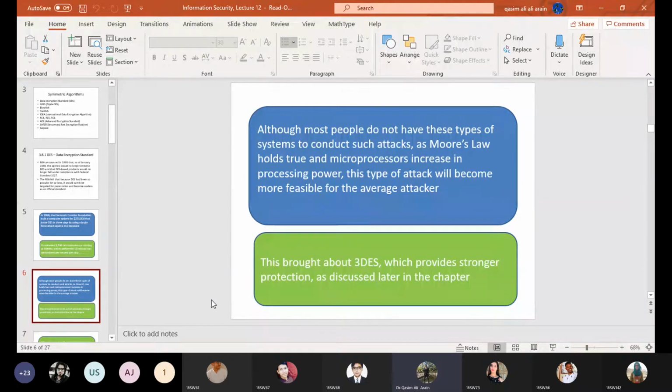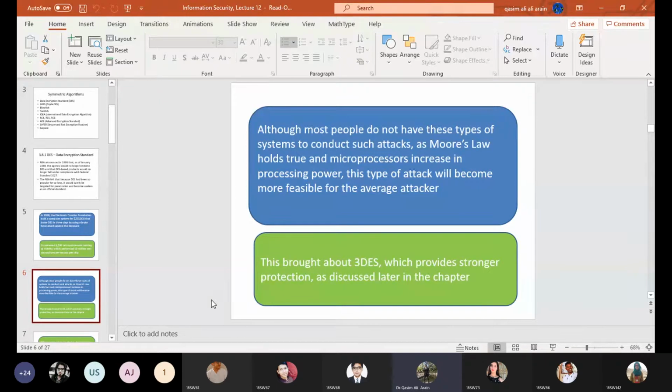So if today we have the DES algorithm, we can compromise it in seconds because we have a lot of high processing machines which are available to everybody, at every home, right? So anybody can apply a brute force attack and easily compromise that computer. But in 1998, in that era, these computers were not easily available to everybody, right? So this brought about triple DES, which provides stronger protection, as discussed later in the chapter.